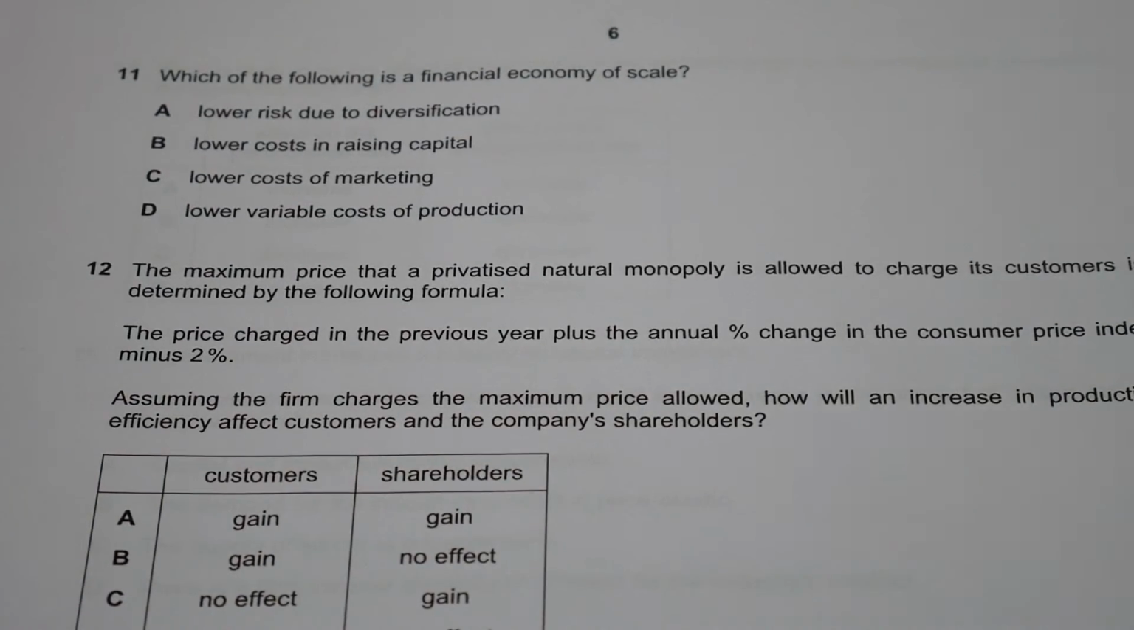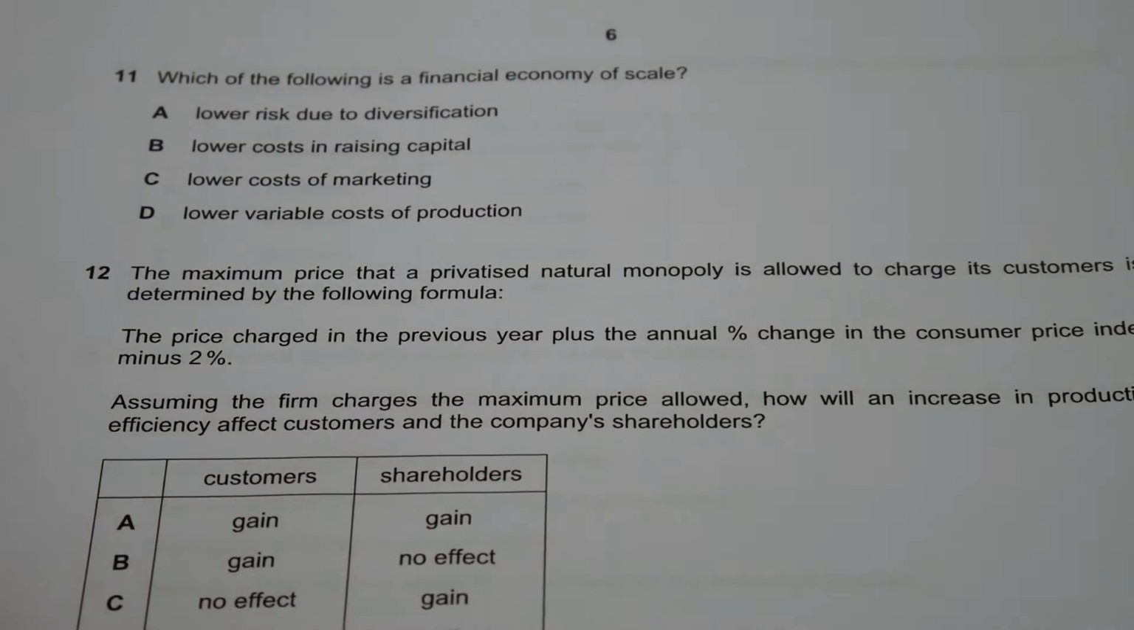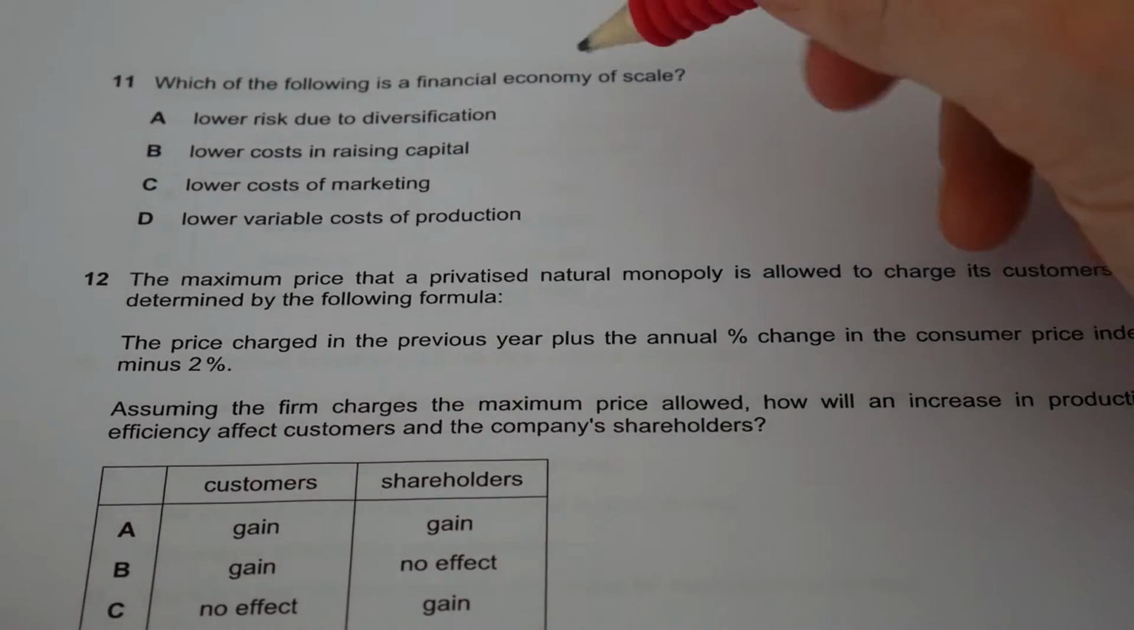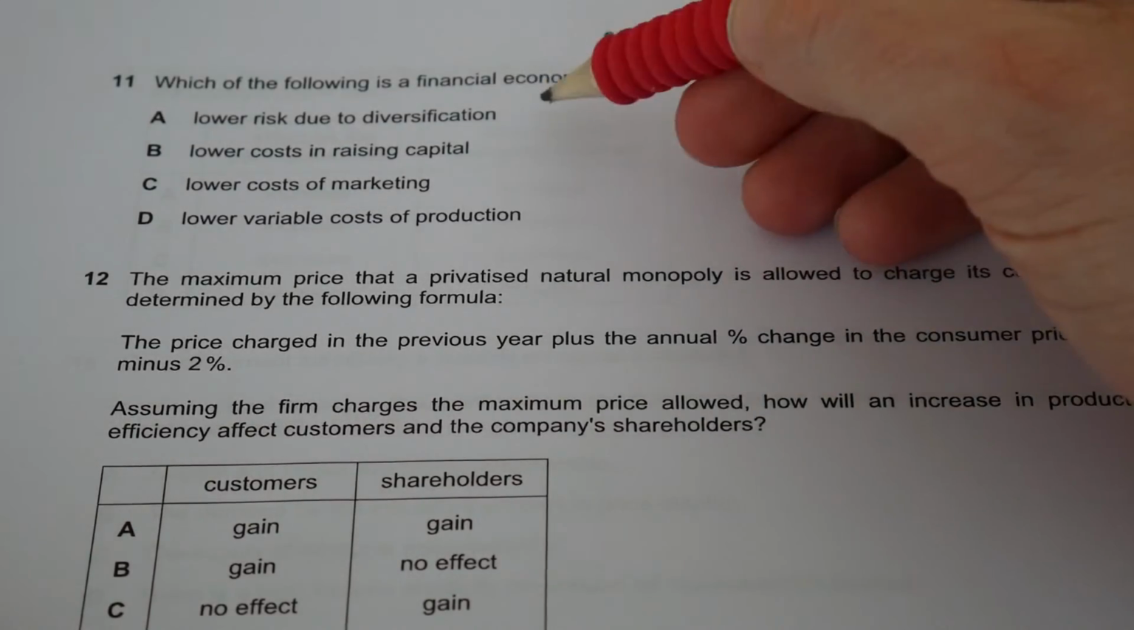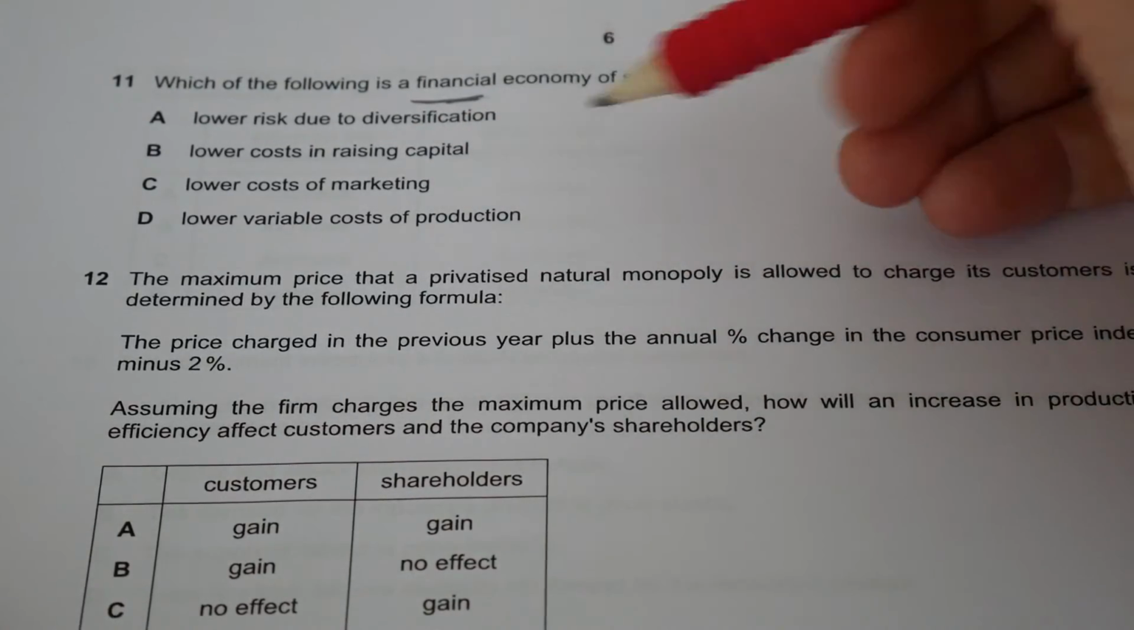Right, number 11. Okay, so with number 11, which of the following is a financial economy of scale? Nice, easy one. Okay, lower risk due to diversification. Well, that's an economy of scale, but it's not financial. Okay, that's the crucial aspect here.